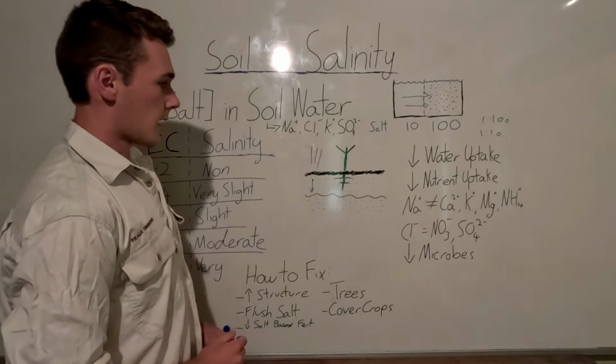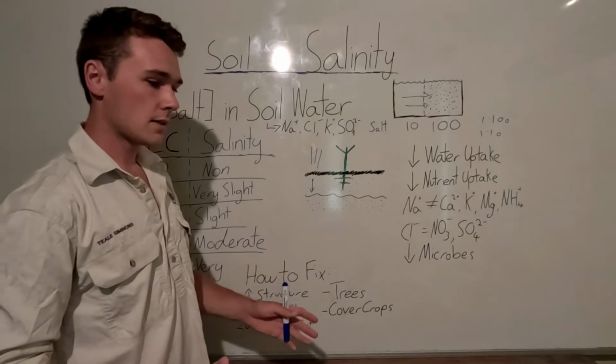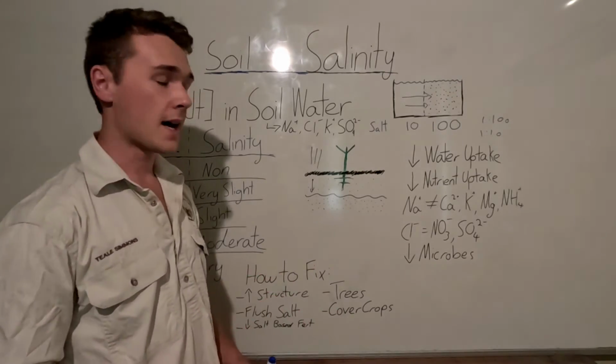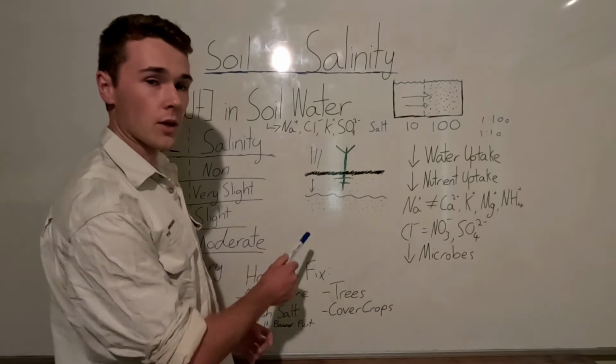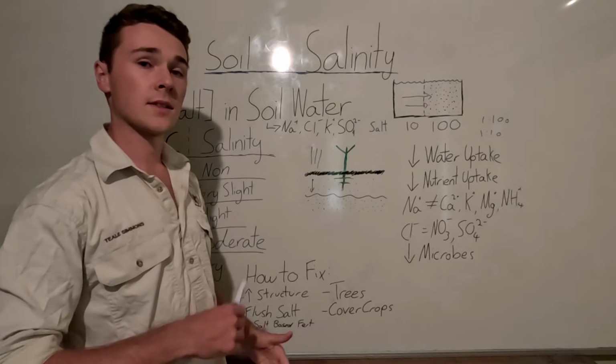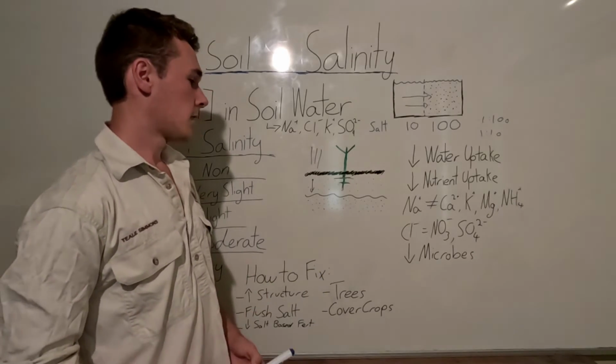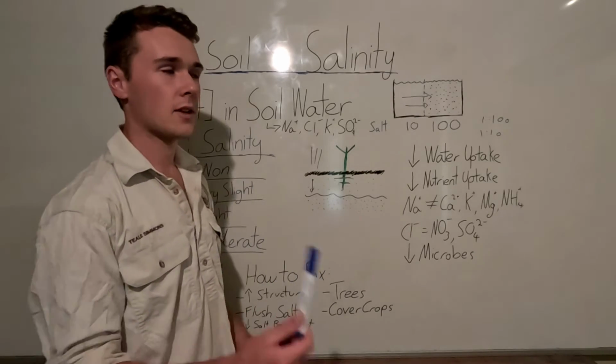The other way is that we've cut down a lot of the trees and removed a lot of perennial pastures, and that has also caused the water table to rise and bring up those salts too. That's typically called dryland salinity. And the other one is irrigated salinity.